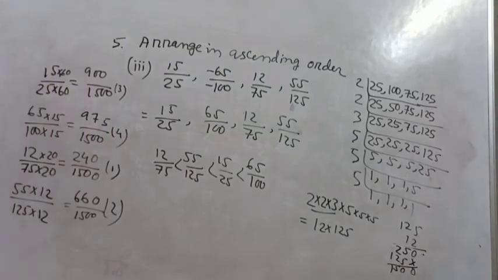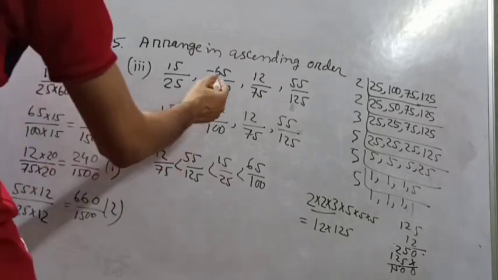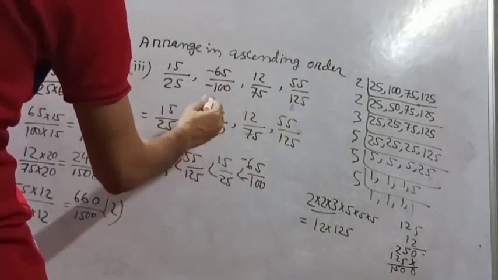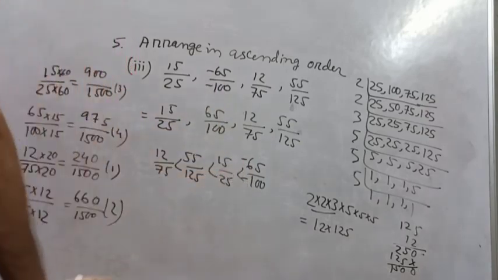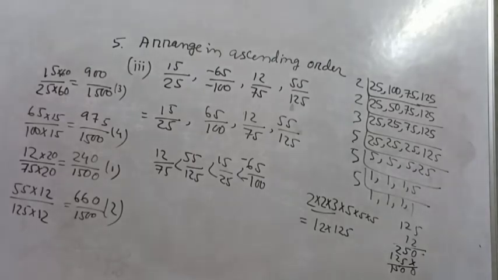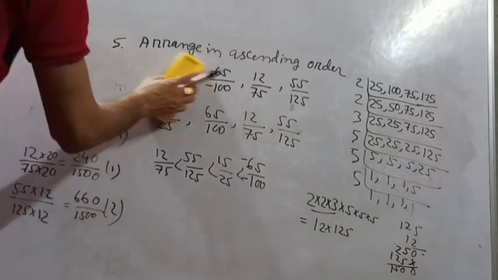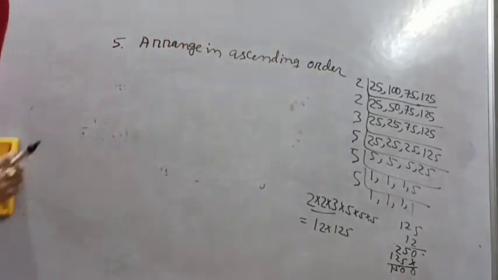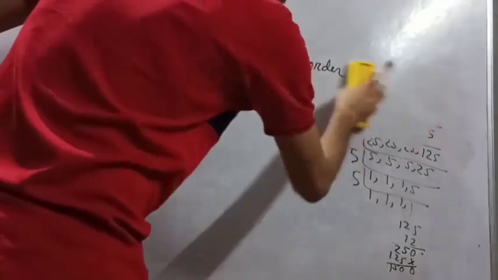Similarly, you can do descending order. Here the given value was minus 65 by 100, same. But whichever one is given, that one you put. So ascending order and descending order are the same, just in reverse order. So here I will show one descending order, number 6. Whichever one I leave, that is your homework. Remember.